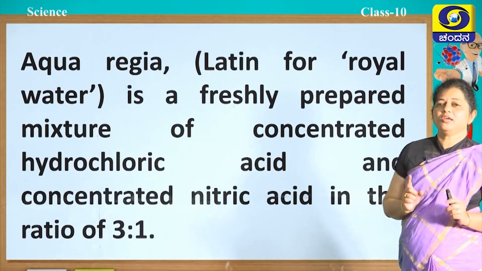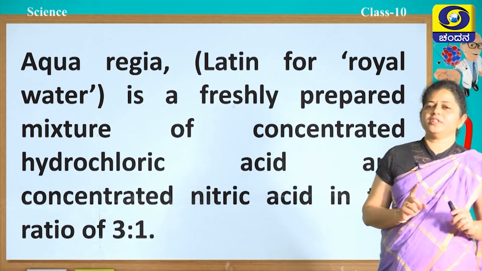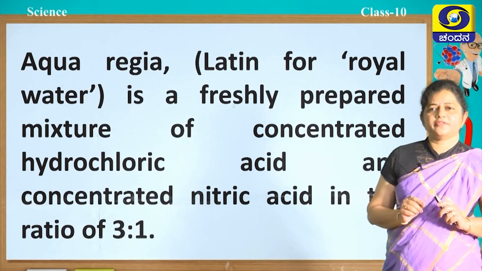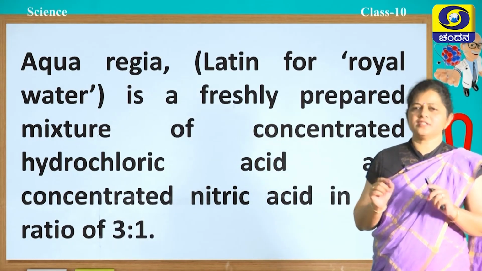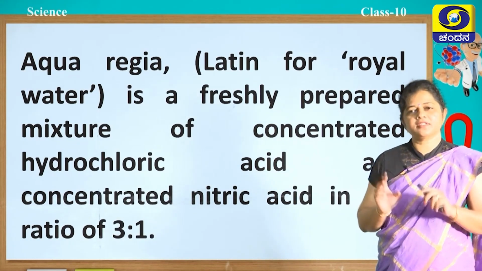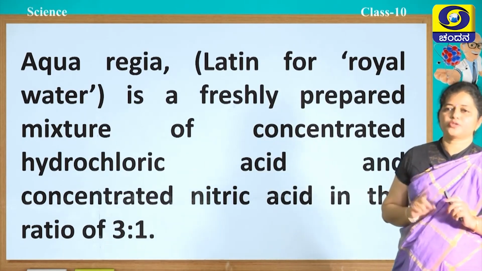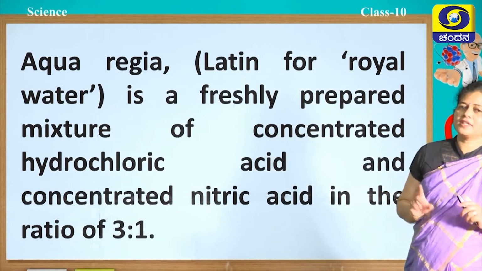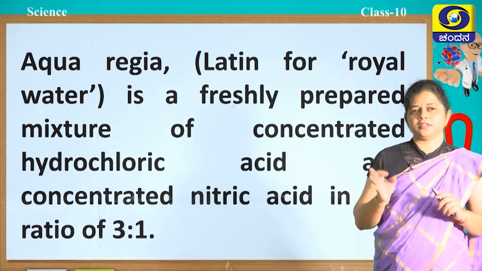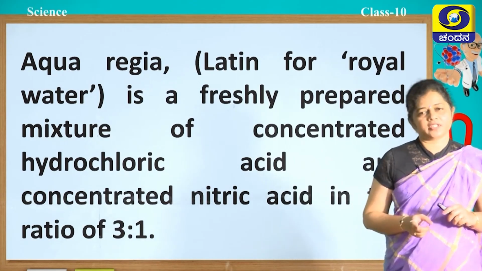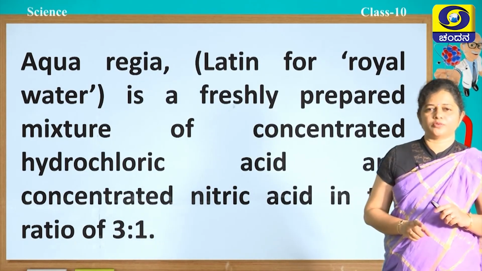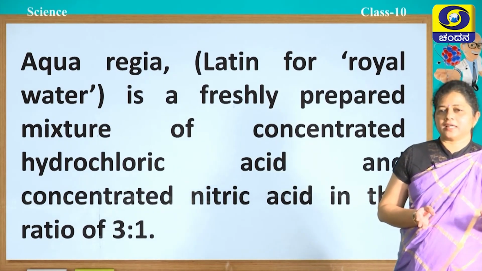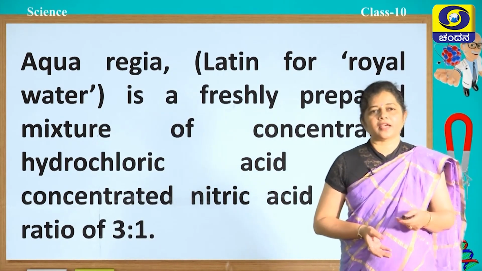Now, let us see what is aqua regia. Aqua regia in Latin means royal water. This is a freshly prepared mixture of concentrated hydrochloric acid and concentrated nitric acid in the ratio 3:1. So, concentrated hydrochloric acid is taken in 3 portions and concentrated nitric acid is taken in 1 portion. This 3:1 mixture of hydrochloric acid and nitric acid is called aqua regia.